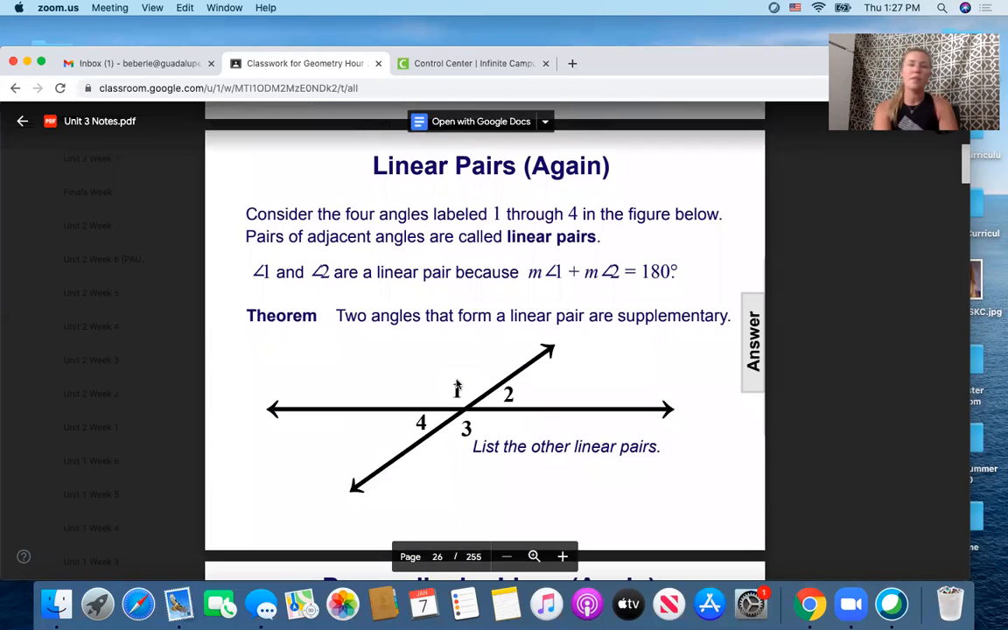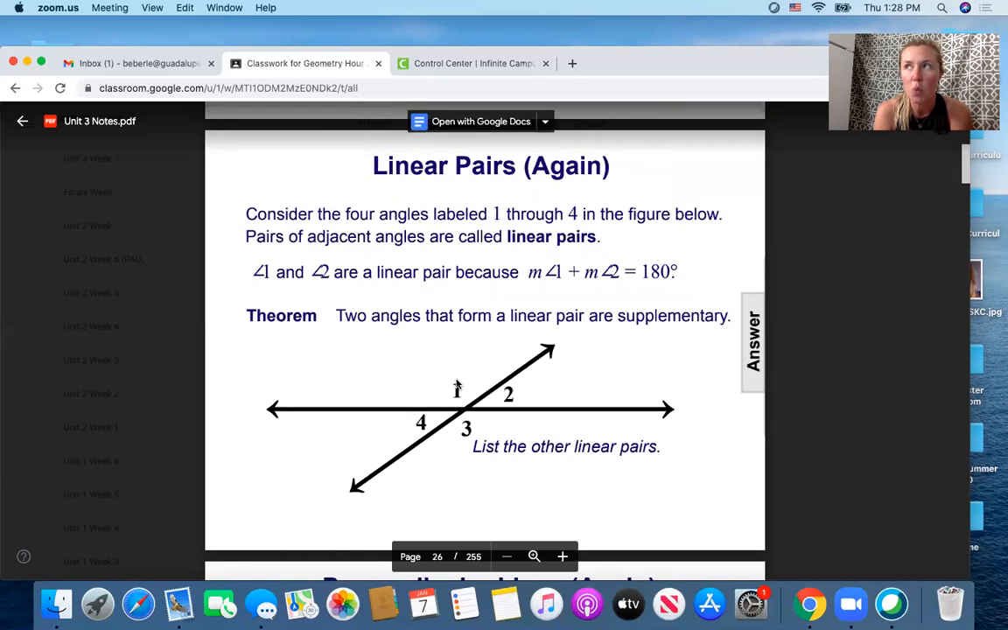So linear pairs, again, consider the 4 angles labeled 1 through 4 in the figure below. Pairs of adjacent angles are called linear pairs. 1 and 2 are linear pairs because angle 1 and angle 2 add up to 180. Look at that. You guys already did that on the previous slide, so go you. 2 angles that form a linear pair are supplementary. Naily, look at that. You already even told me they were supplementary.